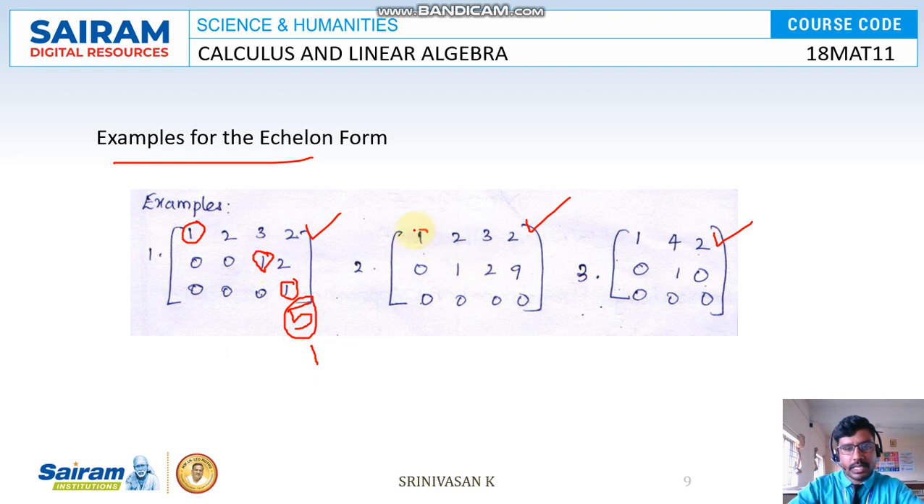So here also the second condition holds, the first non-zero entry is 1. Here there is no non-zero entry, so this is also correct. Here this is 1 and here 1. Here there is no 1, so this is also correct.